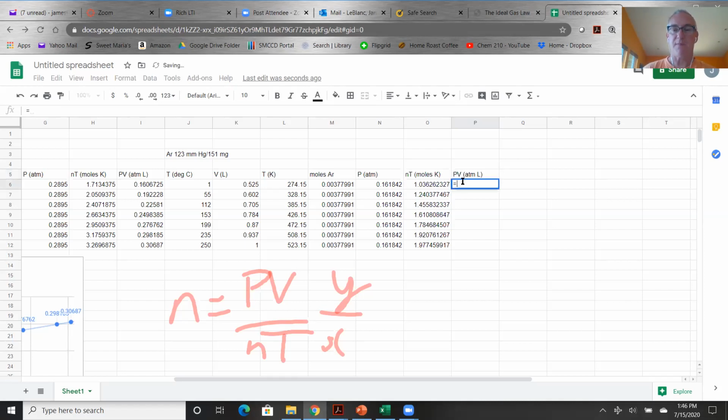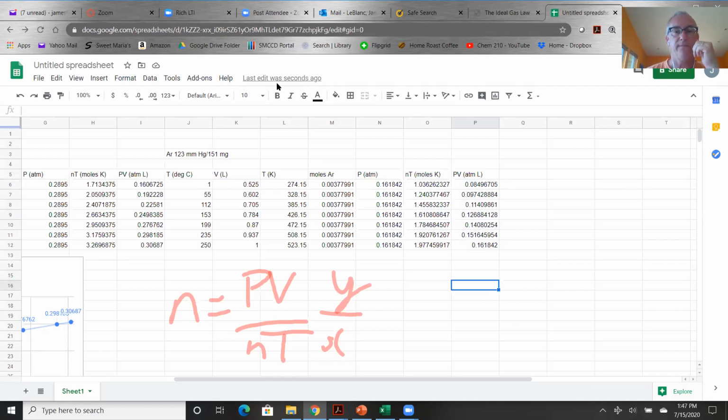So again, I just multiply one column by another column. My P is in N, we start with N6, and my liters, my volume, is in K6. K6 is the first one. There's my PV. Drag that down. All right, so it seems like I got everything I need. I got my nT and I got my PV.